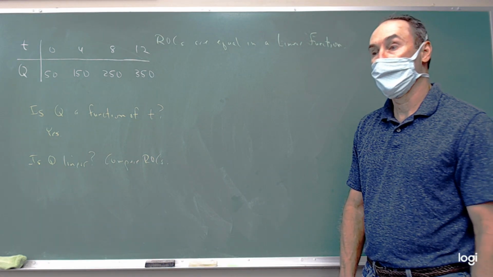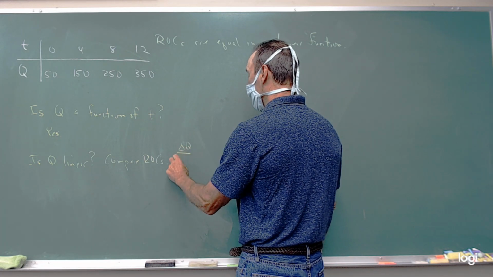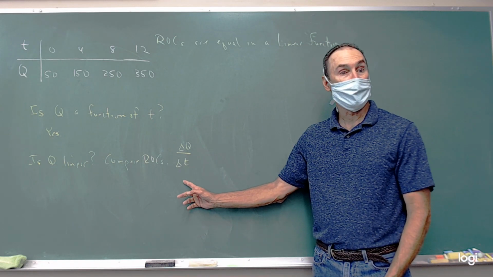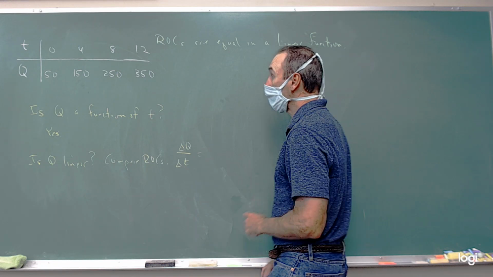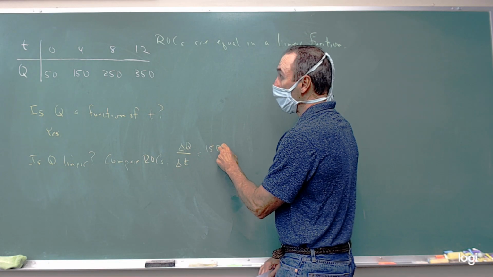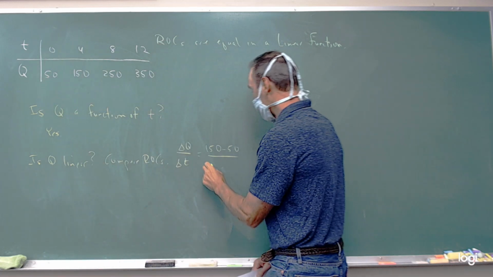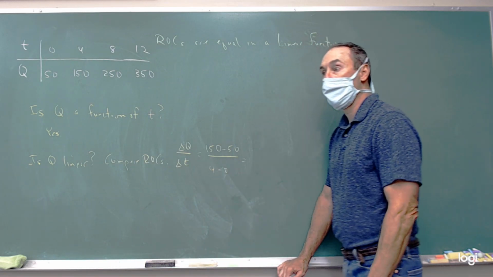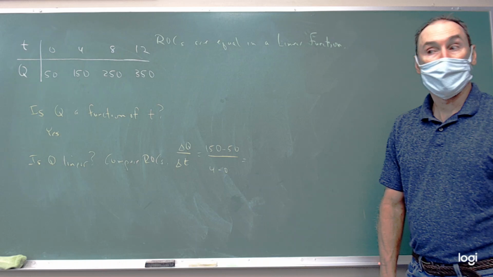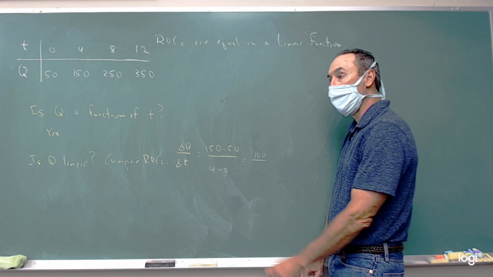That's our strategy. And so that means we're going to look at the various, I'm going to call these delta Q over delta T's. That is the change in Q over the change in T. And we can see what that is. So here we're going to take the 150 minus the 50. You with me there? And then I'm going to take the 4 minus 0. And so the 150 minus the 50 is 100. And 4 minus 0 is 4.